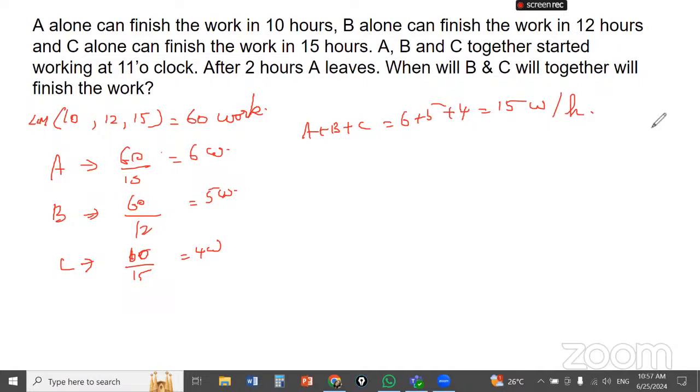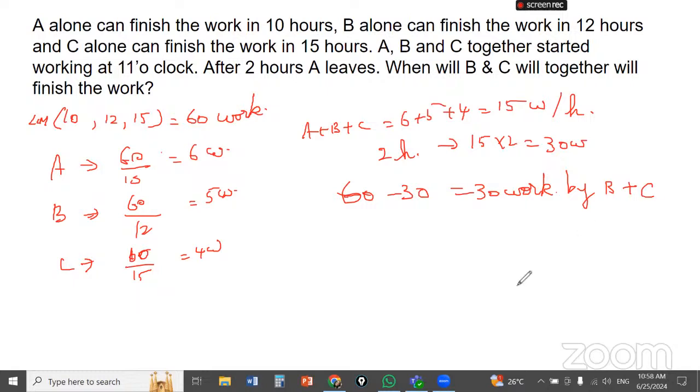Now the question is, together they are working for 2 hours. In 1 hour, they are completing 15 work, means in 2 hours, they'll be completing 15 times 2, 30 works. So totally we have 60 works. 60 minus 30. 30 has been completed. So the remaining 30 work has to be completed by B and C together.